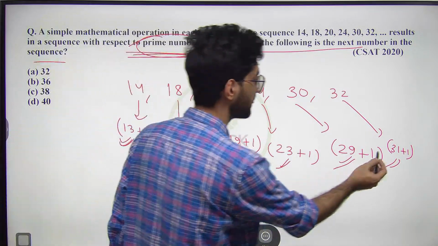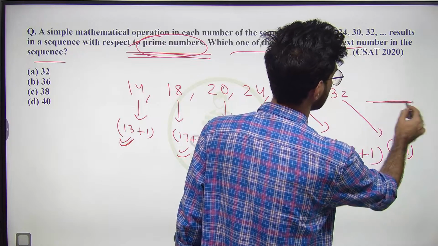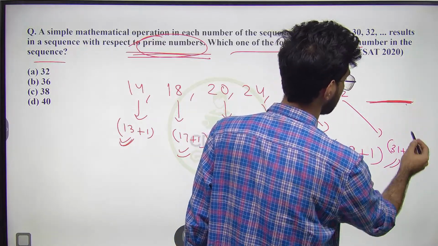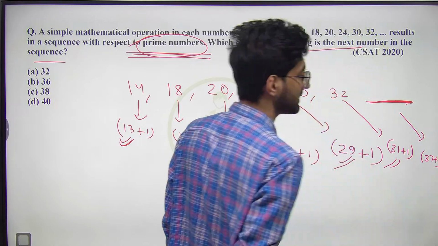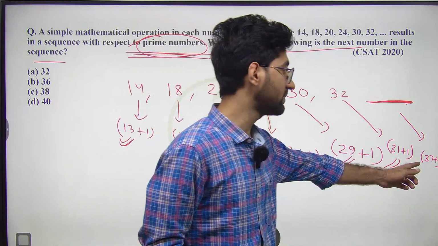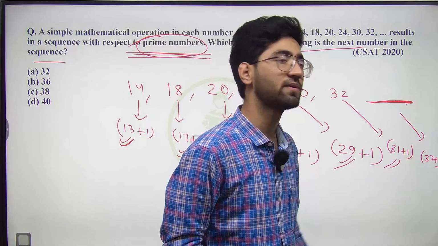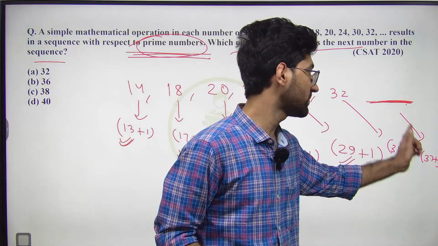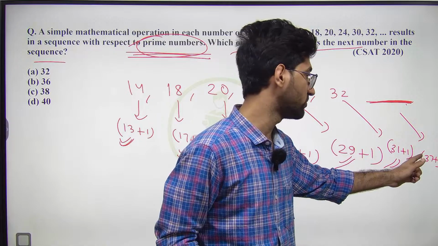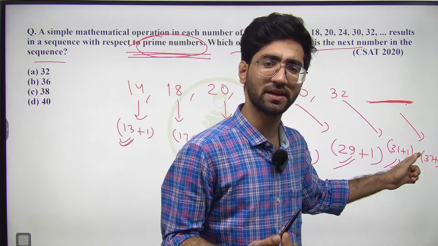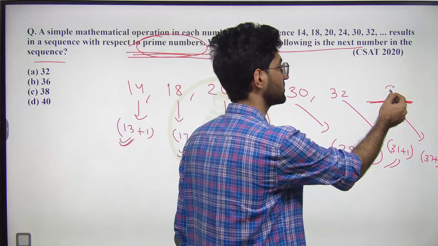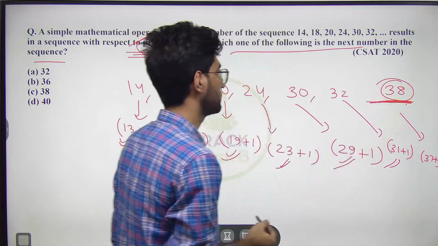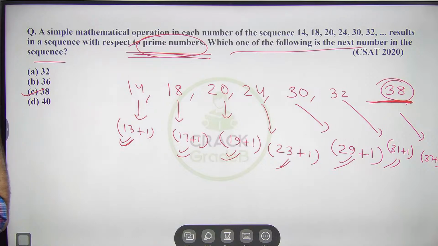So, basically, the next number should be 37 plus 1. Why 37 plus 1? 37 is the next prime number after 31. So the next number in the sequence should be the next prime number plus 1. The next prime number is 37. So 37 plus 1 is equal to 38. So 38 is the correct answer that is present in option C, right?